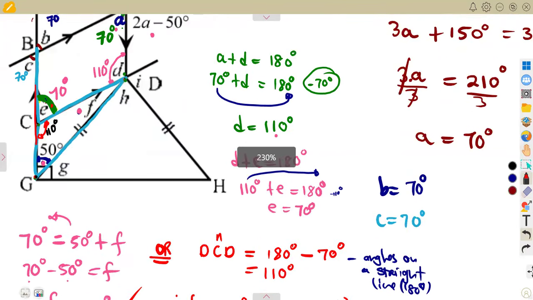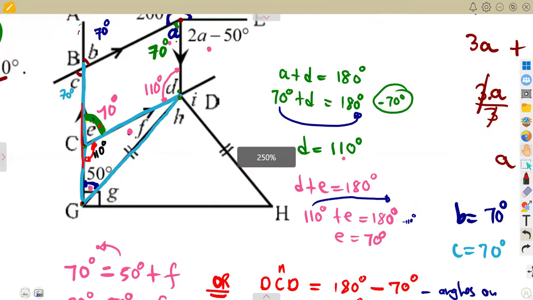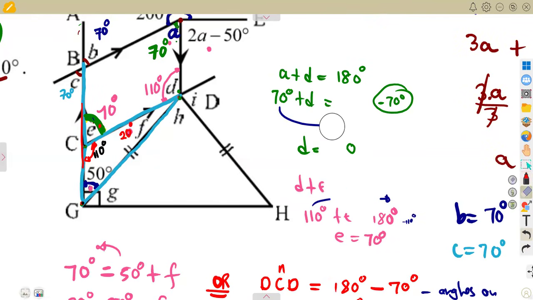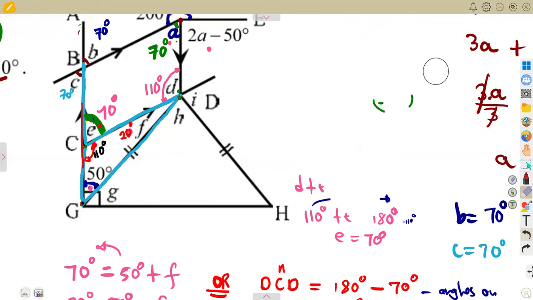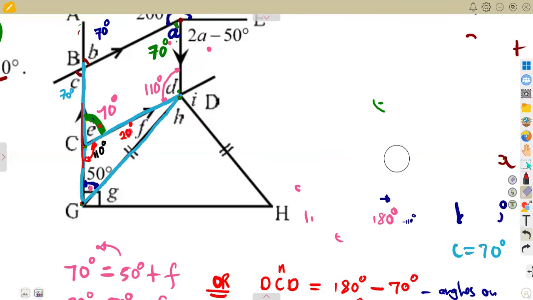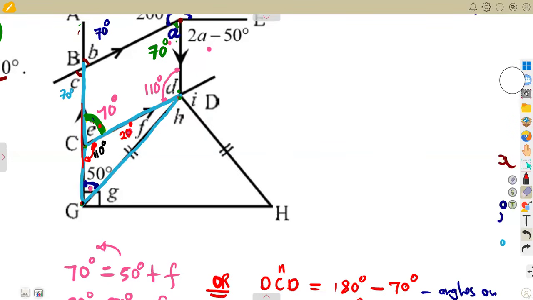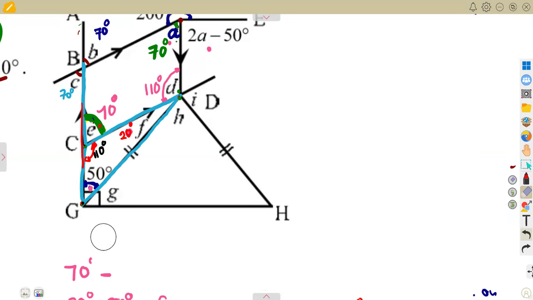Let me just indicate. I'm just going to erase some of these. I hope now you have seen where we have taken this. So this is 20 degrees. Let me just erase because we have these angles on the diagram, so there's no need for us to worry. Let us move on to another angle that we can calculate. We can calculate angle G.